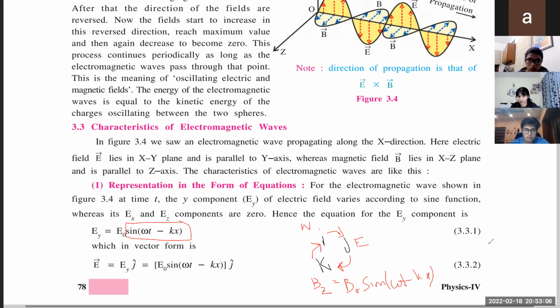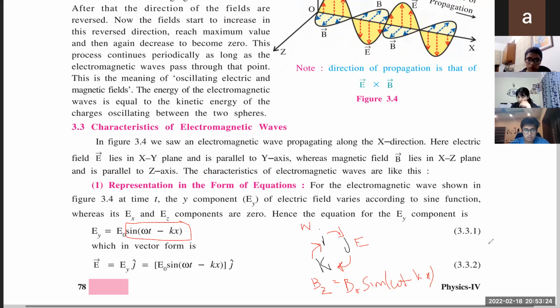Why do we use this equation? Like BZ is equal to B naught sine whatever. What is the utility of it? What is the use of this? See, the question will be asked.